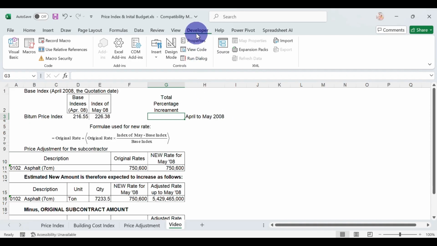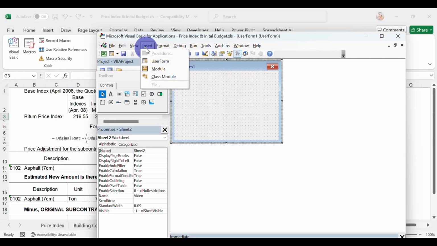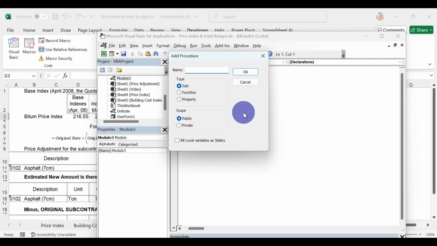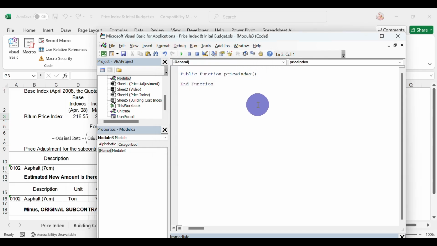To do that, we will first click Developer and click Visual Basic, and then click Insert and Module, and then click Insert again, click Procedure, and type in the name, price adjustment of pricing index, and at type we change from Sub to Function, click OK, and now we will work out our price index formula.